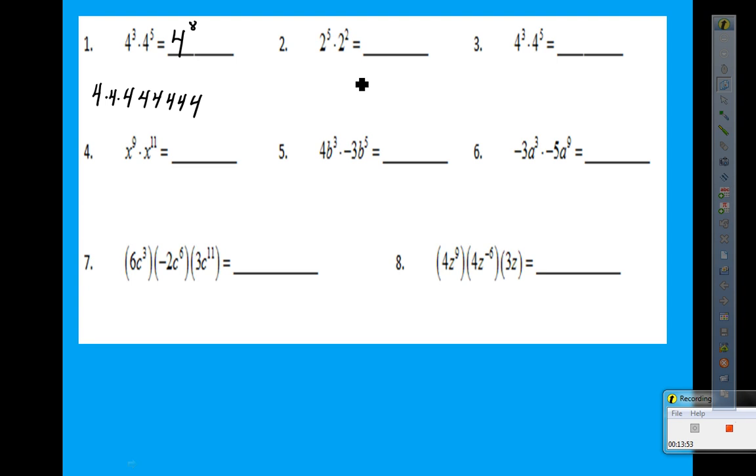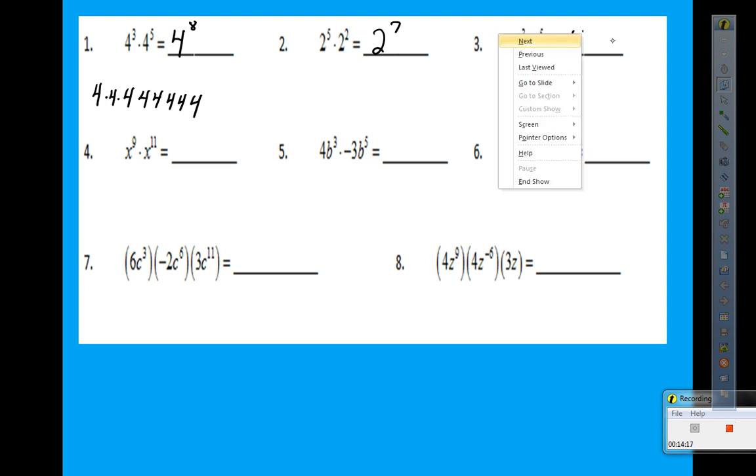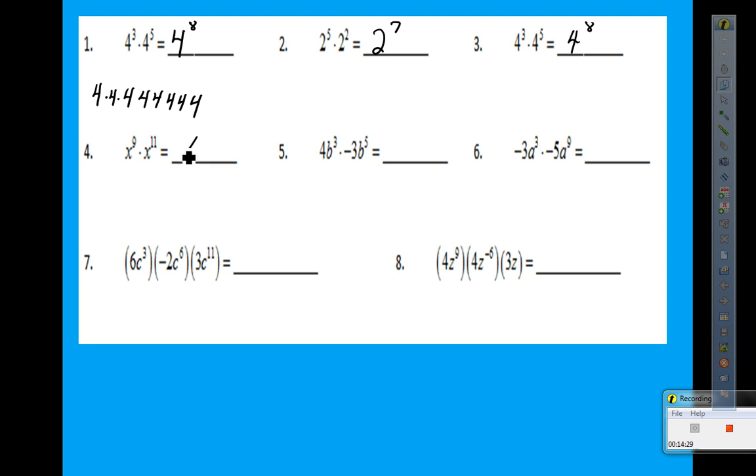2 to the 5th times 2 to the 2nd, this becomes 2 to the 7th. I don't care what the answer is right now. I just wanted you to know the exponent part of it. 4 cubed times 4 to the 5th, this becomes 4 to the, add your exponents, 8. I'm going to click right through these. X to the 9th times x to the 11th. The bases are the same. Add your exponents, x to the 20th.